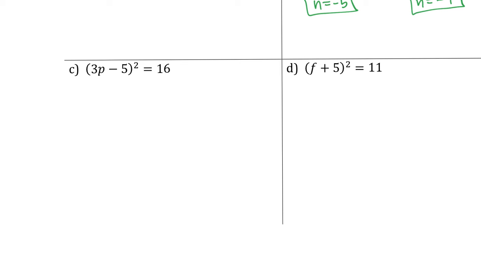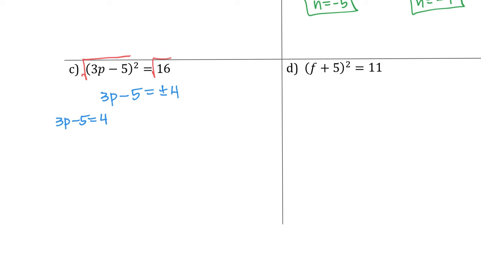Okay, let's look at C. C says the quantity 3p minus 5 squared equals 16. Let's see, the 3p minus 5 is stuck inside the parentheses, so I can't cancel them out until I get rid of the squared. So I am going to square root both sides. 3p minus 5 equals, the square root of 16 is 4, but because it was quadratic, I'm going to do plus and minus 4. Now, if you want to try to solve it like this, you can, but with the 3p there, it's going to make it pretty tough.